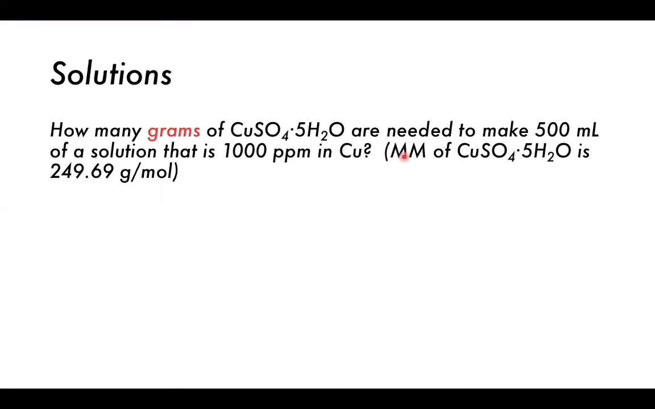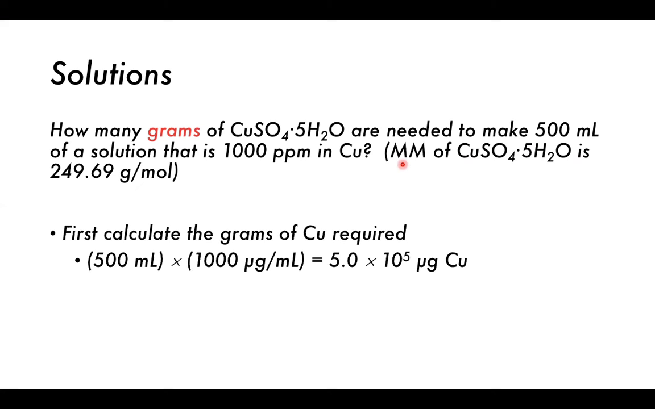So first, we'll be asking how many grams of hydrated copper sulfate are needed to make 500 milliliters of a solution that is 1,000 ppm in copper. The molecular mass of copper sulfate is 249.69 grams per mole. So first calculate the grams of copper required. That's going to be 500 milliliters times 1,000 micrograms per milliliter. Remember, this is our shortcut for ppm. We're assuming that the aqueous solution is 1 gram per milliliter. So that's going to be equal to 5.0 times 10 to the 5 micrograms of copper.